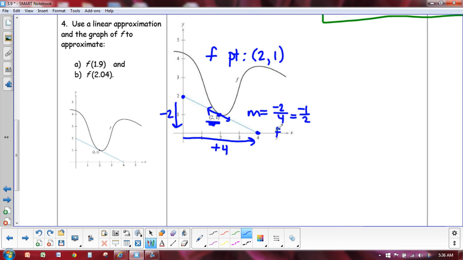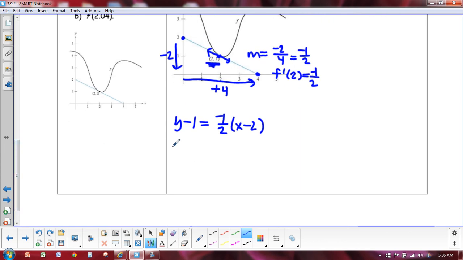They didn't tell you to call it anything, so you don't technically have to, but in order to approximate, let's go ahead and solve it for y. So y equals -1/2 times the quantity x minus 2 plus 1. And since they didn't tell us what to call it, you could just make a note that f of x is approximately -1/2 times x minus 2 plus 1. You could just say it's an approximation to f of x. So that's our tangent line, and they want us for part A to approximate f of 1.9.